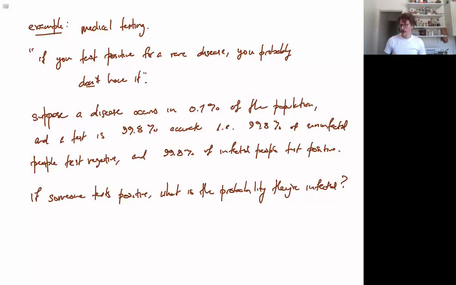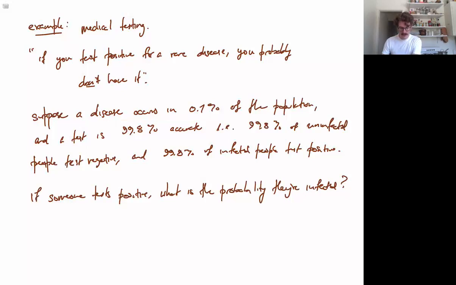And it may seem slightly counterintuitive at first, because since the test is so accurate, you might think that if someone tests positive, it is highly likely that they have the disease, because the test doesn't lie. It is 99.8% accurate, after all. But what Bayes' theorem tells us is that that kind of thinking is ignoring the fact that the disease is so rare in the first place.